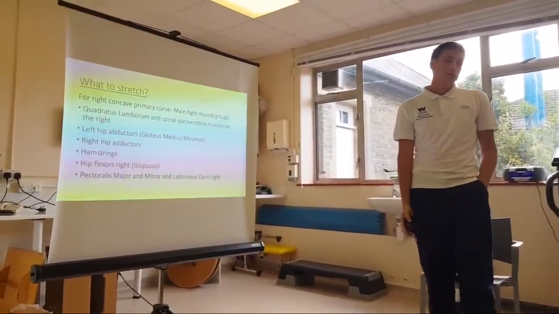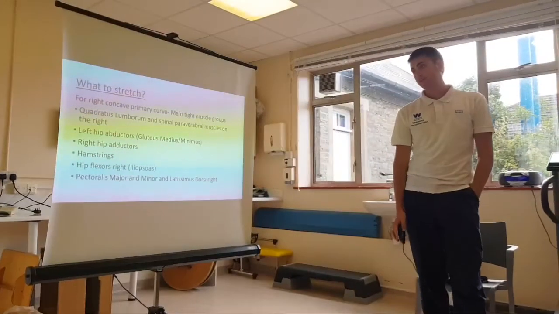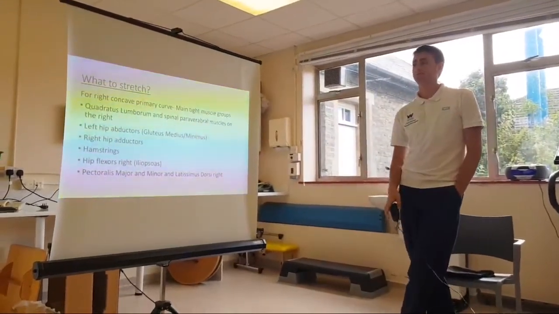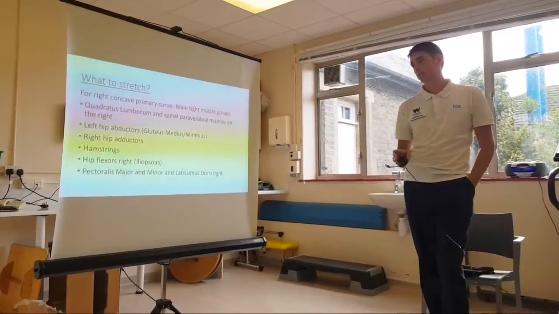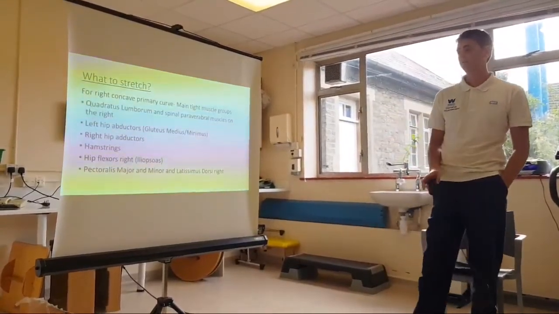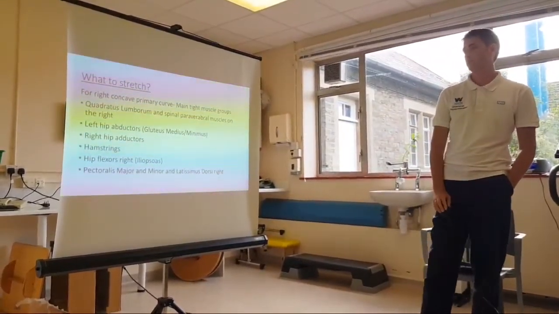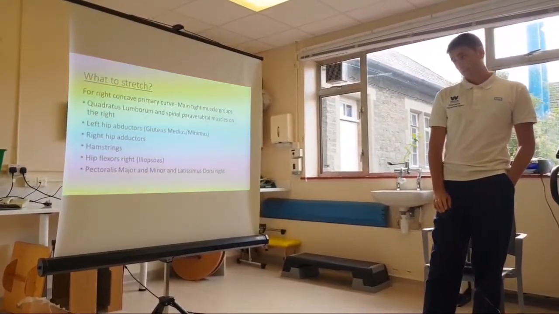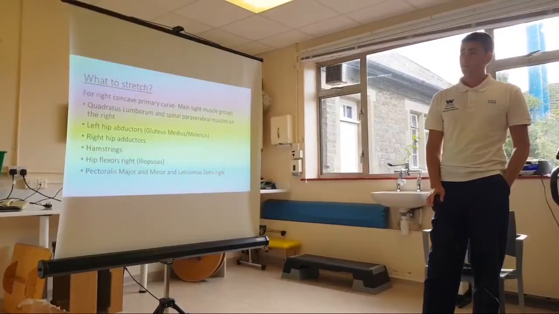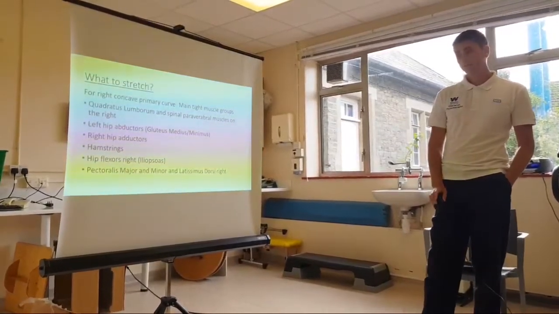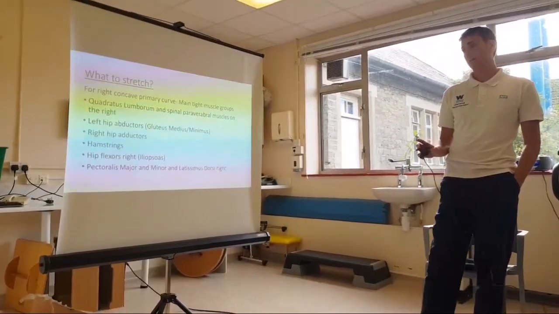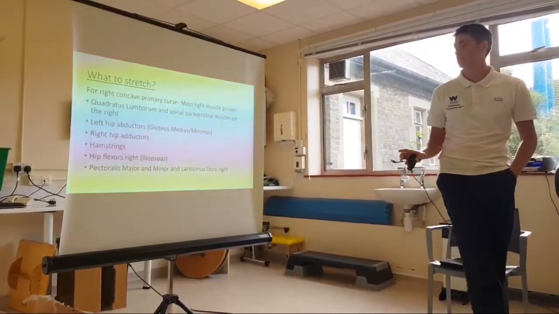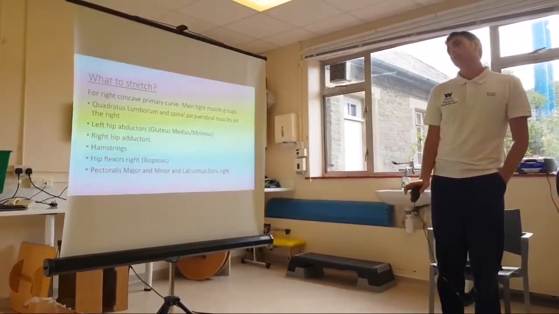So if we're stretching, what sort of things are we looking to stretch? For a right concave primary curve, the main tight muscle groups are quadratus lumborum and the spinal paravertebral muscles on the right, the hip abductors on the left, the right hip adductors, the hamstrings, the hip flexors on the right, and the pectoralis major, minor, and latissimus dorsi on the right.